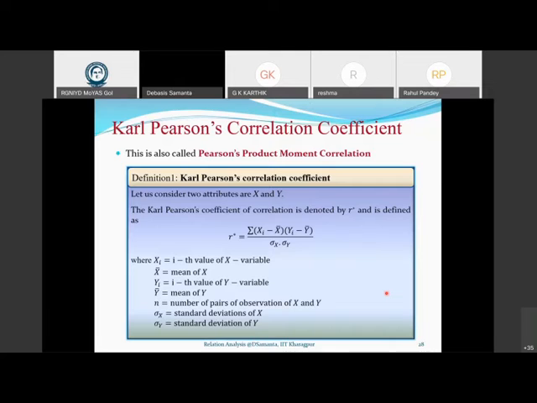So standard deviation and average can be calculated for any set of values. Sigma x and sigma y denote the standard deviation for the set of values in attribute x and attribute y. Now let us take an example so that we can understand this concept very clearly. This is the formula proposed by Karl Pearson, and it is called the Karl Pearson correlation analysis.